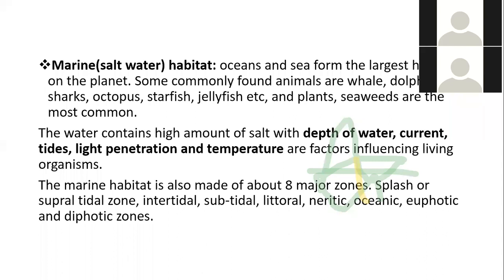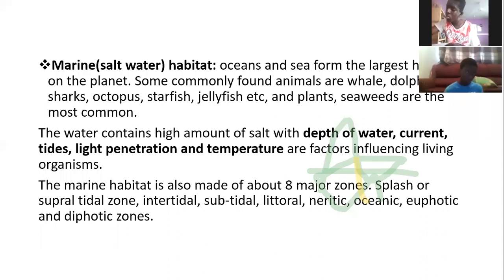So you have splash or supratidal zone, intertidal zone, subtidal zone, littoral zone, neritic zone, oceanic zone, euphotic zone, and dysphotic or aphotic zones. So these are 8 zones that are found in the marine water.